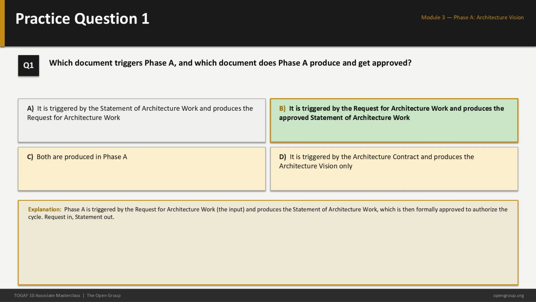Question 1. Which document triggers phase A, and which document does phase A produce and get approved? Pause to consider your answer. The correct answer is B. It is triggered by the request for architecture work and produces the approved statement of architecture work. Phase A is triggered by the request for architecture work, the input, and produces the statement of architecture work, which is then formally approved to authorize the cycle. Request in, statement out.